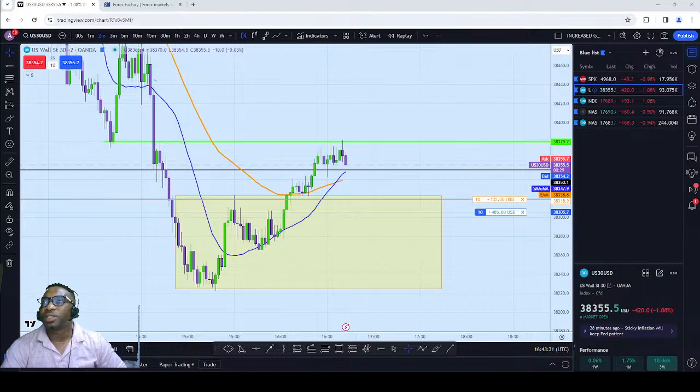If you are holding, just move your stop loss above your entry to ensure that you are in a risk-free trade.